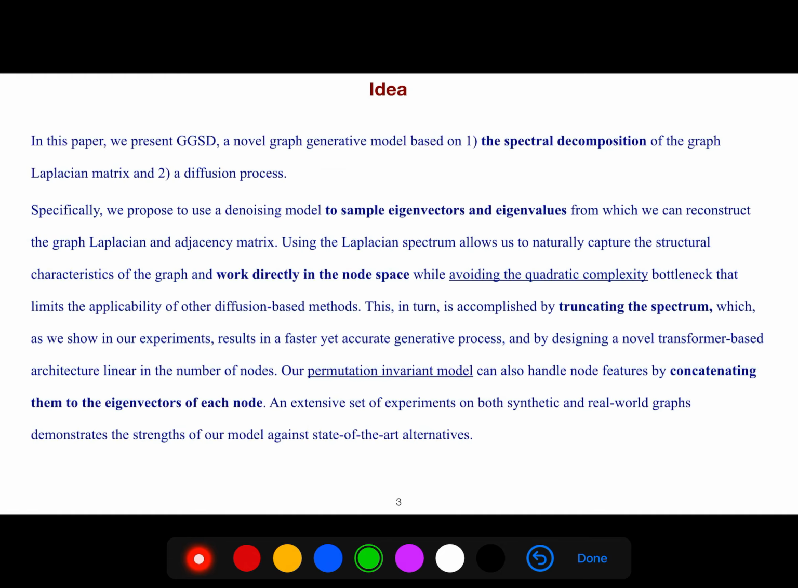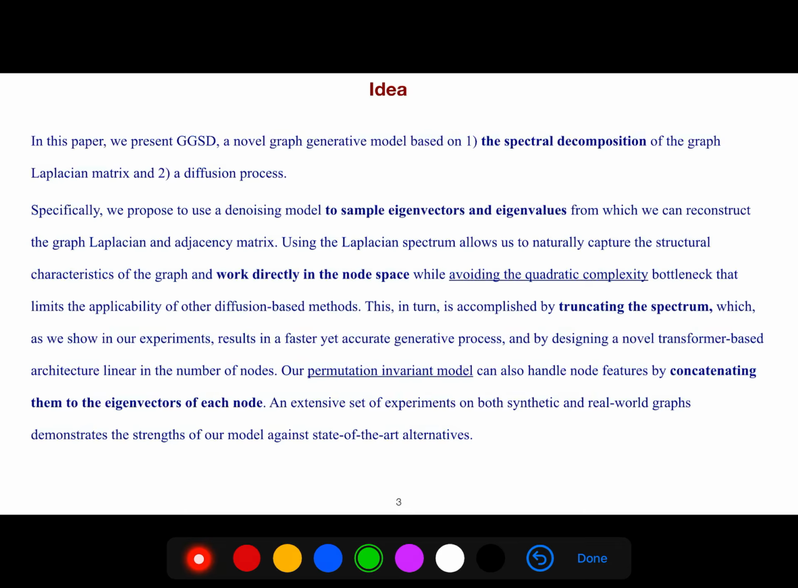So we present GGSD, a novel graph generative model based on the spectral decomposition of the graph Laplacian matrix, a diffusion process. So we propose to use a denoising model to sample eigenvectors and eigenvalues from which we can construct the graph Laplacian and adjacency matrix. Using the Laplacian spectrum allows us to naturally capture the structural characteristics of the graph.